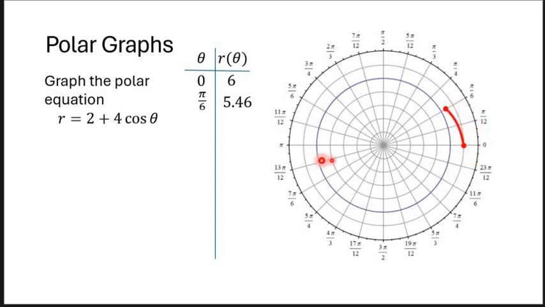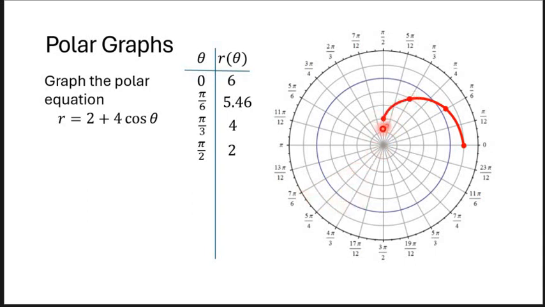Now I'm going to plug in pi over 3. So when I plug in pi over 3, that's the cosine of pi over 3, which is half. 4 times 1/2 is 2. Then 2 plus 2 is 4. So I get this point here. And then I'm going to connect those with a smooth curve. Now I'm going to plug in the quadrant angle pi over 2. If I plug in pi over 2, the cosine of pi over 2 is 0. 4 times 0 is 0. 0 plus 2, 2. So I get the point pi over 2, 2. Connect those with a smooth curve.